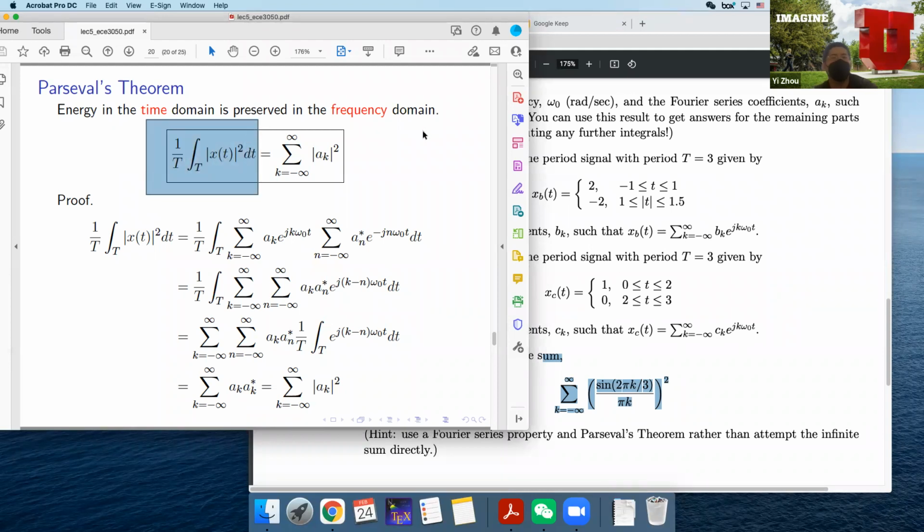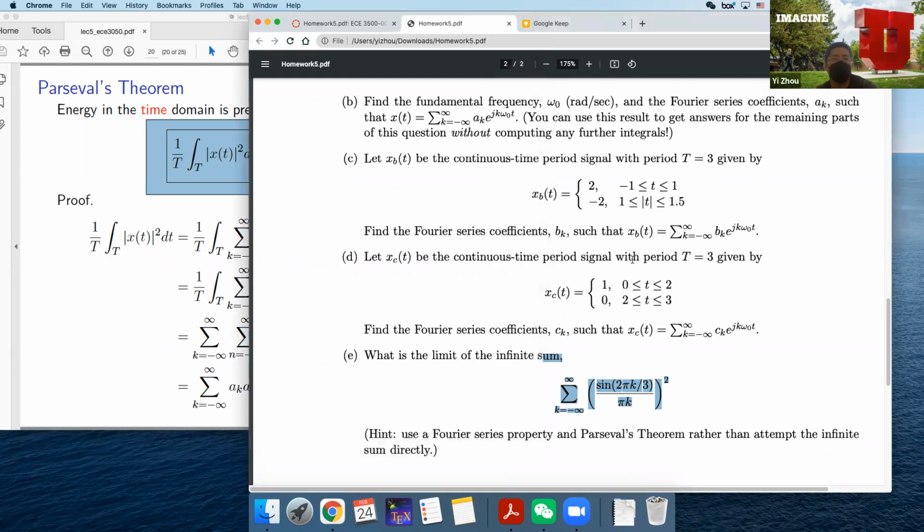So instead of directly calculating this infinite summation series, you can calculate this integration in the time domain. That is very simple because all these signals in the time domain have very simple analytical expressions, so the integration is easy. That's how you can get the result for this one. So you can use Parseval's theorem to calculate this infinite sum.